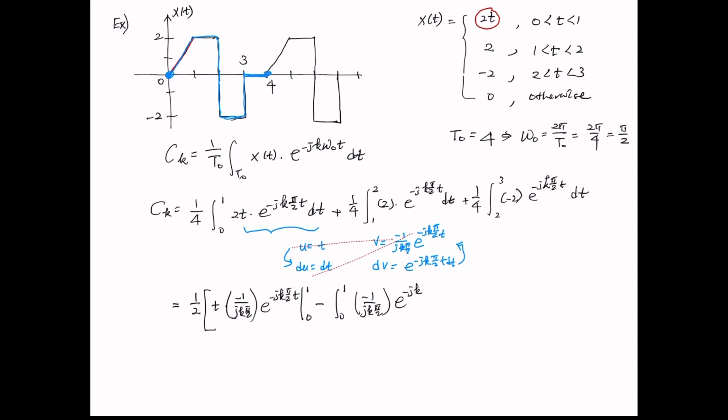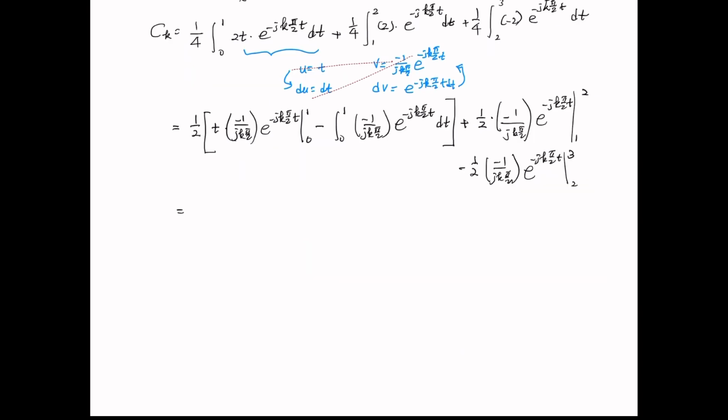negative 1 over jk pi over 2 e to the negative jk pi over 2 t dt, plus we can take out the 2 to the front, then we have 1 over 2 times negative 1 over jk pi over 2 e to the negative jk pi over 2 t, going from 1 to 2. Now we have one more. We can take negative 2 to the front, negative 1 over 2. We have negative 1 over jk pi over 2 e to the negative jk pi over 2 t. This time we're going from 2 to 3.